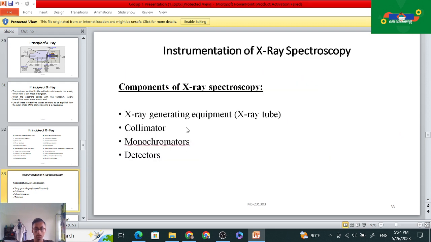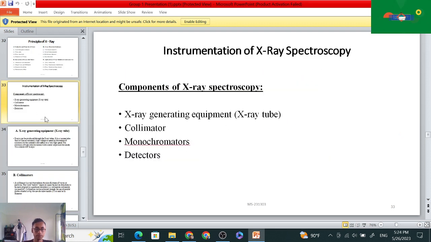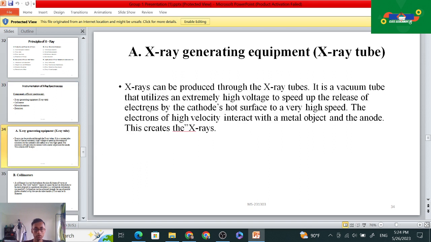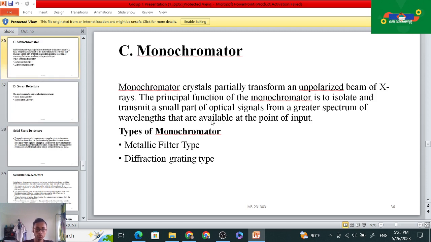Then instrumentation of X-ray spectroscopy. Then components of the X-ray spectroscopy: X-ray generating equipment, X-ray tube, collimator, monochromator, and detector. Then X-ray generating equipment or X-ray tube: X-ray can be produced through the X-ray tube, and it is a vacuum tube that utilizes an extremely high voltage to speed up the release of the electrons by cathode's hot surface to a very high speed, and the electrons of high velocity interact with a metal object, the anode, and this creates the X-ray.